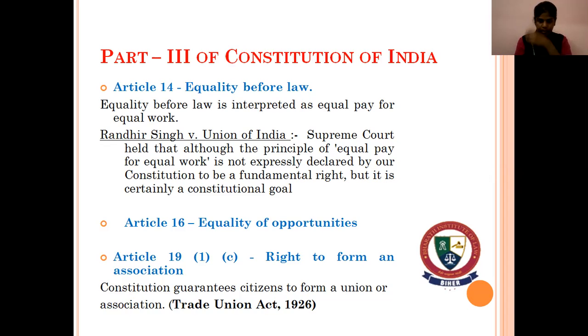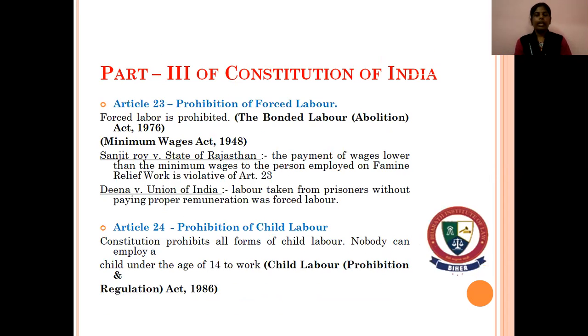And next is Article 23, which says prohibition of forced labor. That is, no one shall be forced to do labor without being paid any wages, or with paying a very minimum amount or the lowest amount of wage. So that kind of act should not be done. Here, in a case, it has been interpreted that by using their weaknesses, we should not force any person to do labor without paying a proper wage.